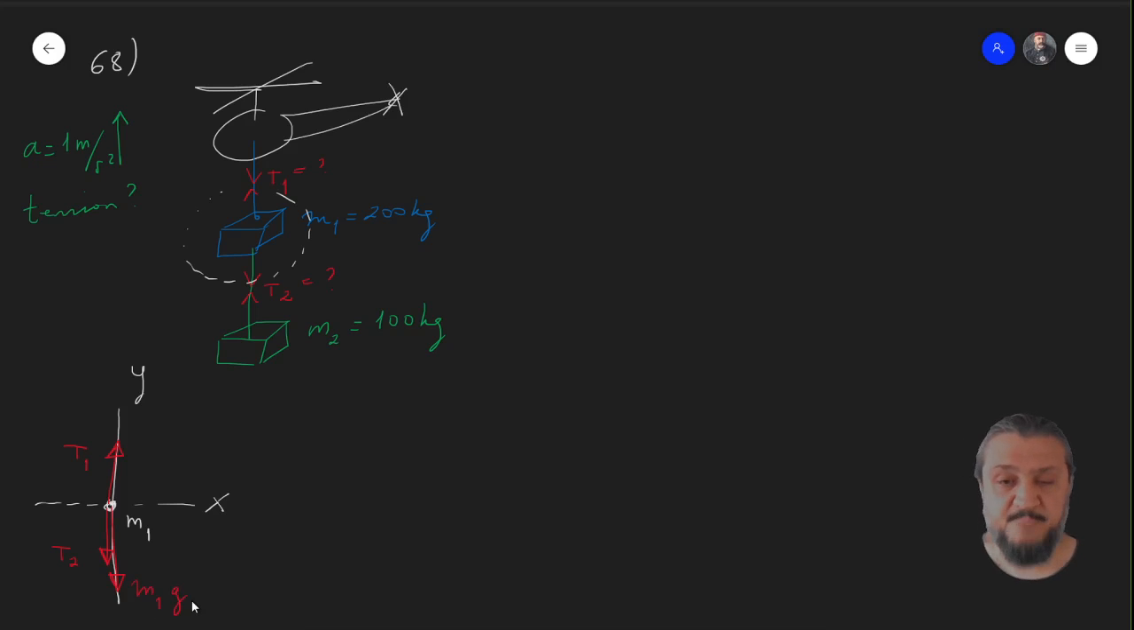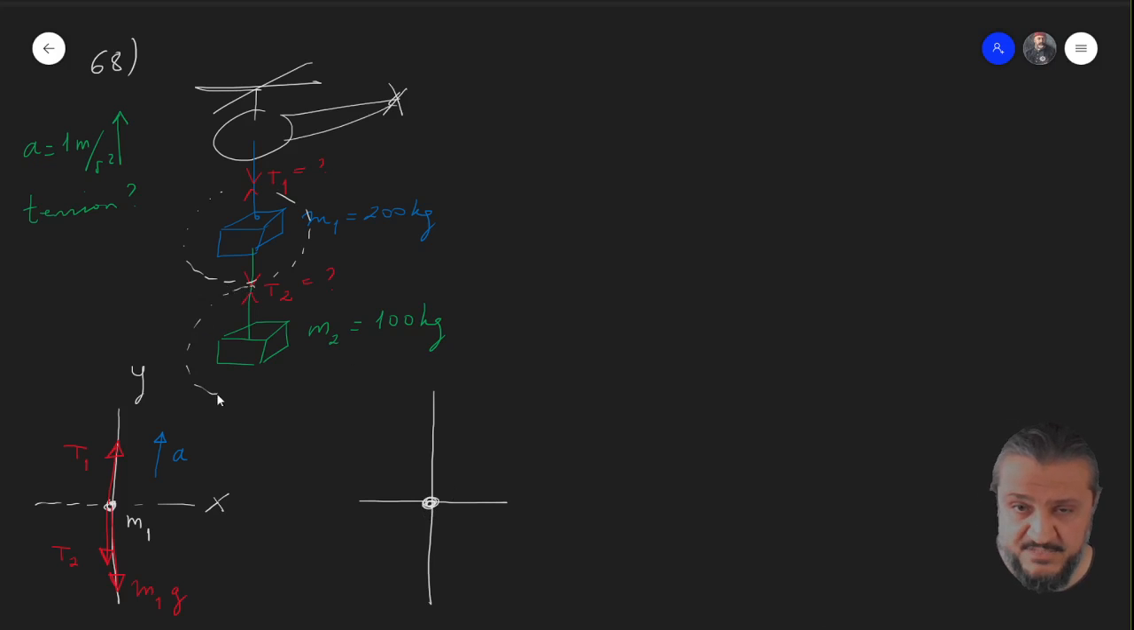M1G. Okay, and no free body diagram is complete without the acceleration. So I'm just going to put an arrow here pointing up. That is A. This A will also be the acceleration of the second body, right? They have the same acceleration. So I'm isolating the second object now.